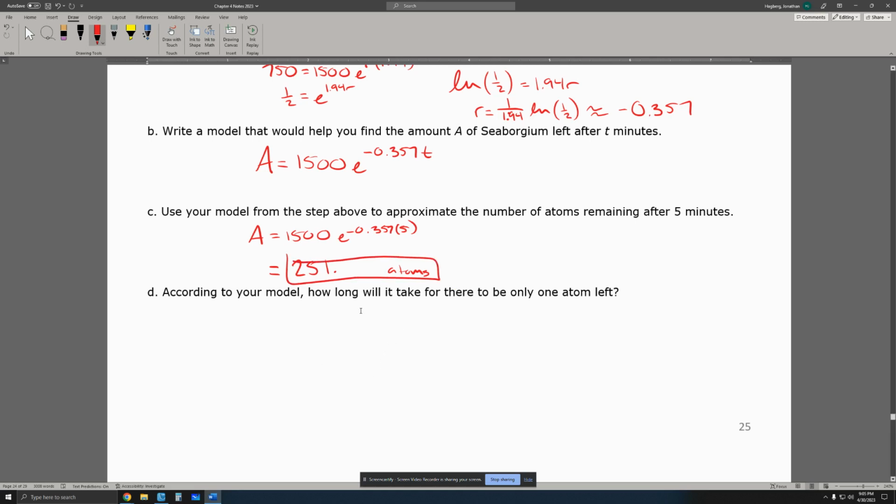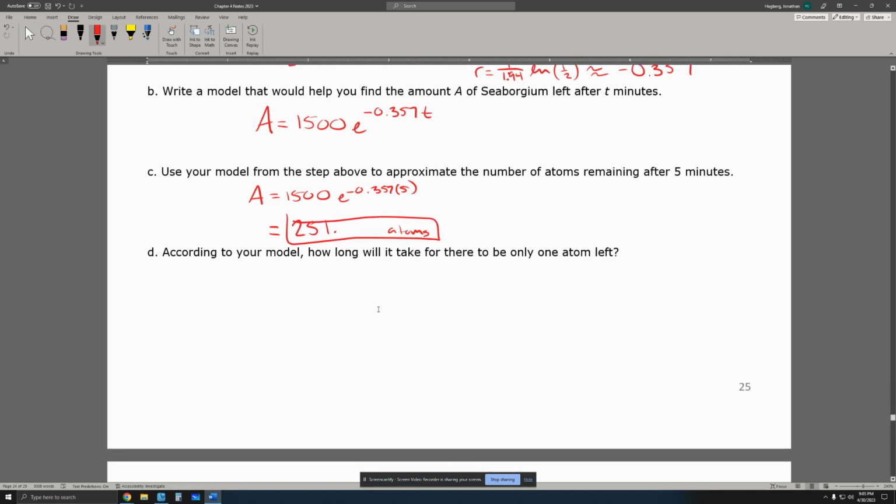According to your model, how long will it take for there to be only one atom left? So that's going to be the output. We want just one atom, and that would be our output. So 1 equals our initial 1,500 e to the negative 0.357, and then times t. So we want to solve for t here, and that's going to tell us how much time it's going to take to have one atom.